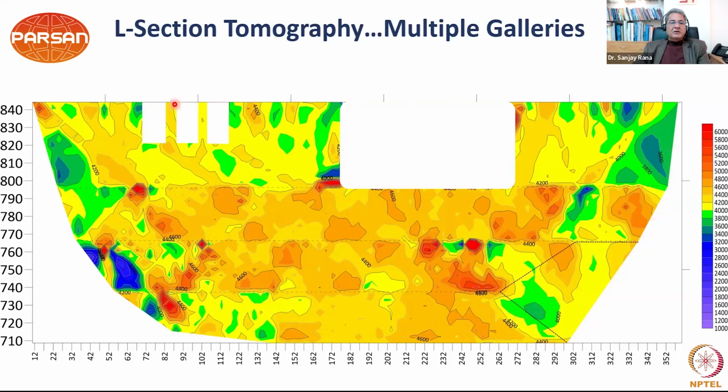And at the end of it, you have a complete picture of the P-wave velocity distribution in the dam body, where you are able to pick up very clearly what are the low velocity zones, where these zones are located, and this gives you a complete glimpse of your dam body. So this is what we call L-section tomography.